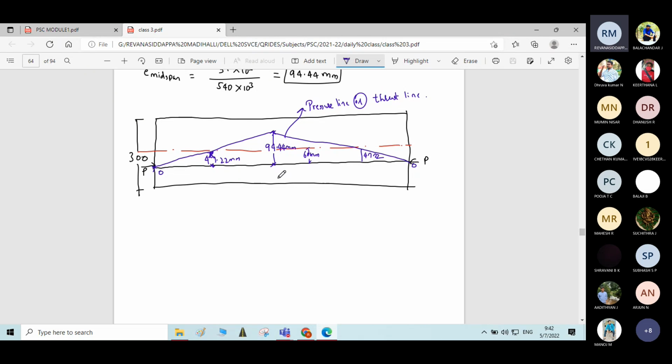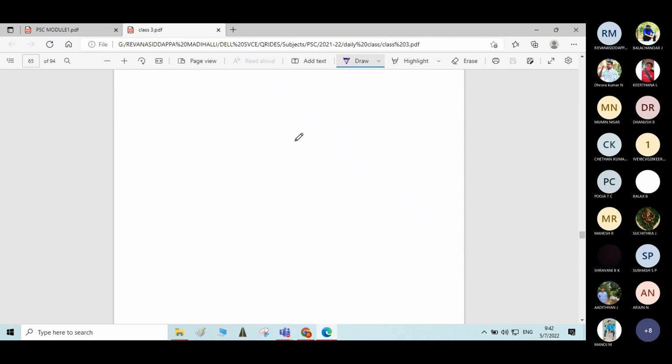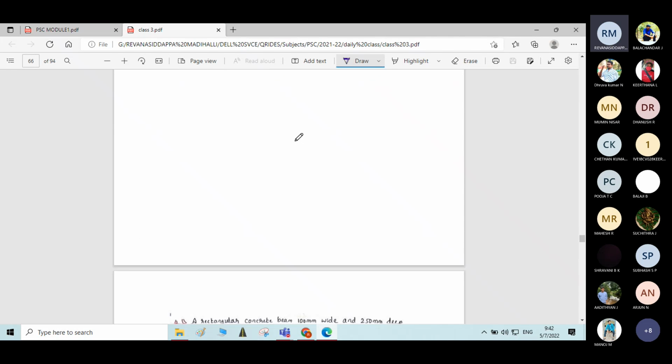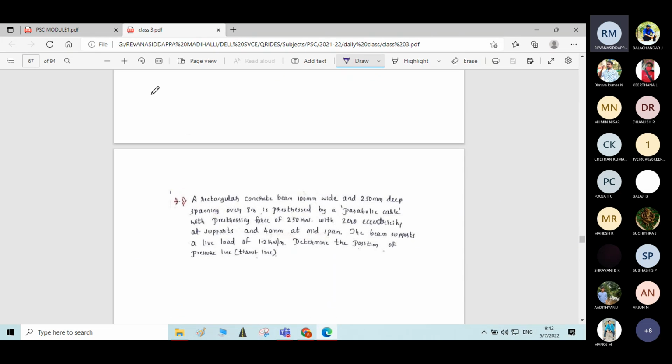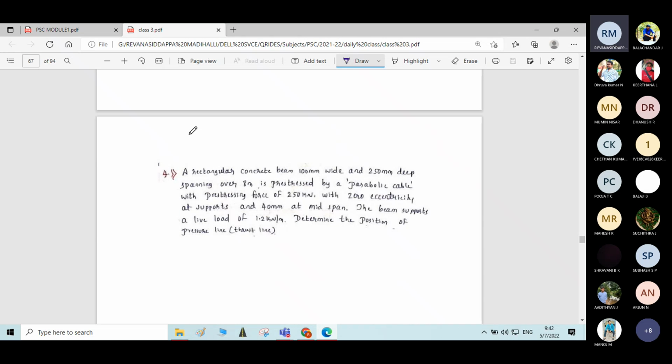Any doubts here? Before moving to the next problem. Okay, thank you. We'll move on to the next problem. Yes. Just go through it. Go through the problem.